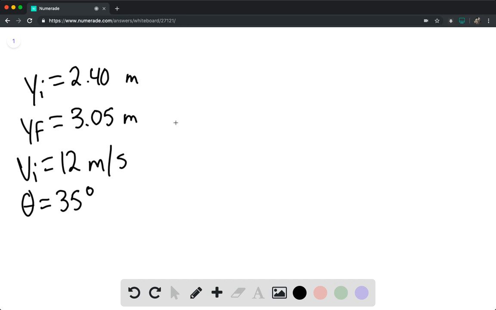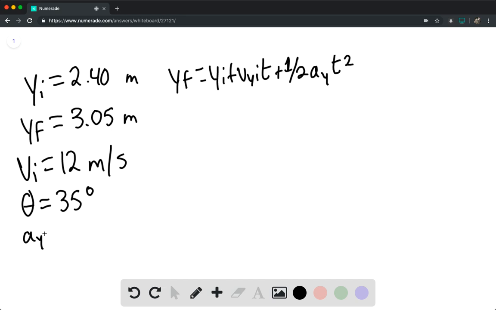So we can say that to find part A, the horizontal displacement between the player and the net, we can say y final equals y initial plus vy initial t plus 1/2 a sub y t squared. Now, because we're saying that up is positive, that means that a sub y is going to be equal to negative g. So just keep that in mind.